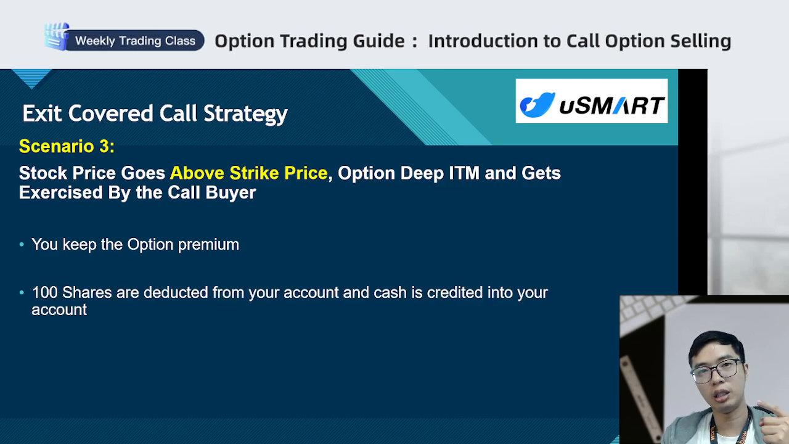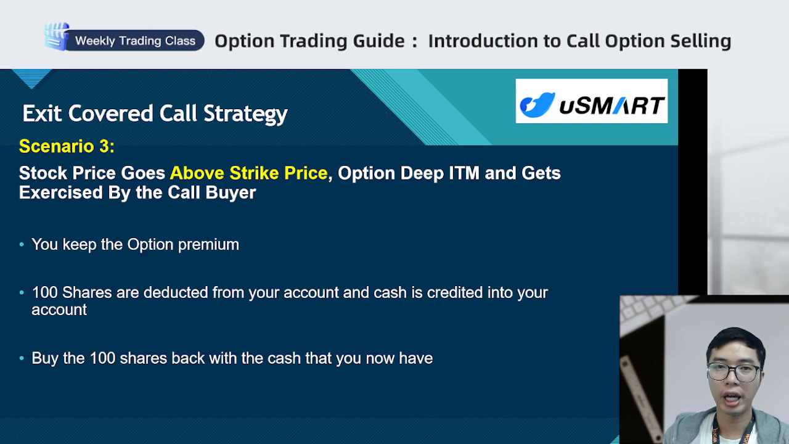But the strike price hit, right? The strike price hit when the market is above the strike price. So we have to sell our 100 shares to the buyers, and the cash will be credited into our account. Then what we can do is use the money to buy 100 shares again, and we continue to use them to sell calls.